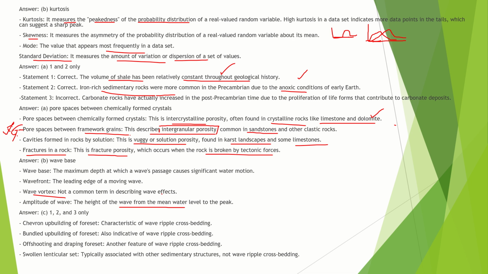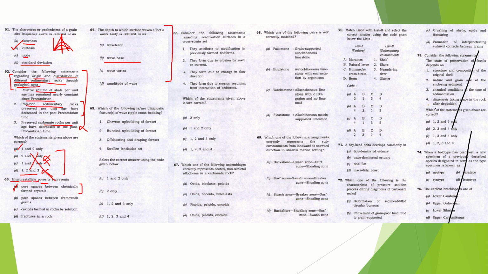Wave vertex is not something that is related to these terms. Wave front is the leading edge of a moving wave, and wave base is the maximum depth at which a wave's passage causes significant water motion. So the depth to which the surface water affects a water body is known as wave base.